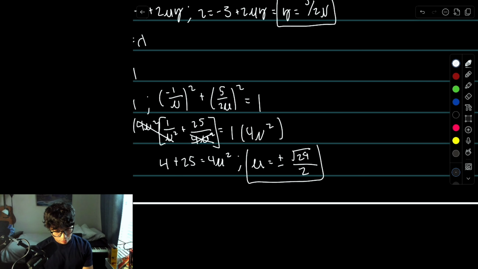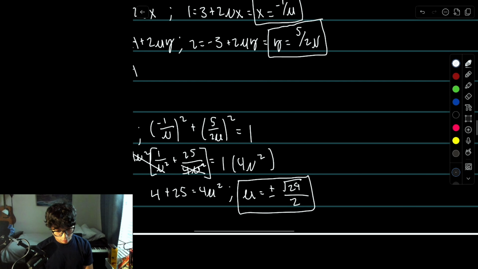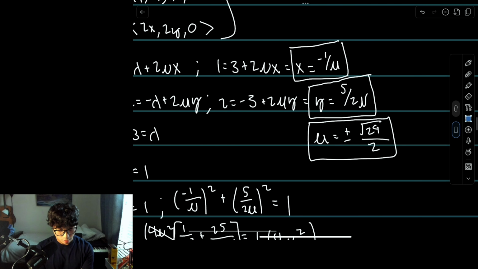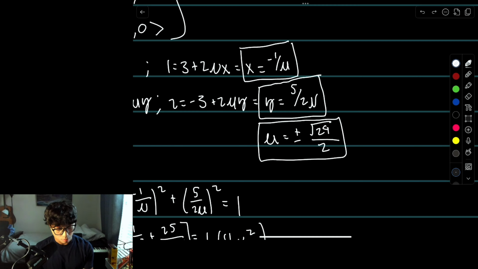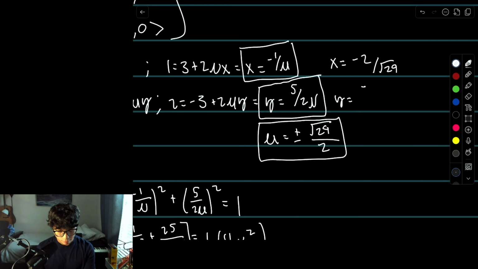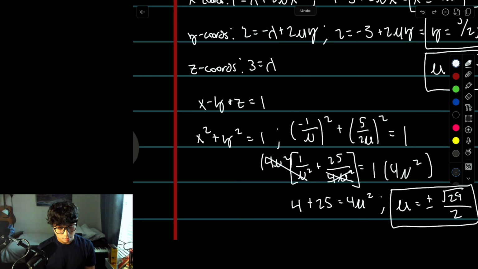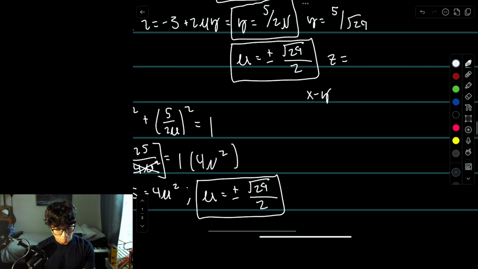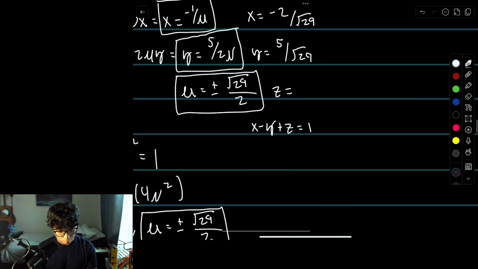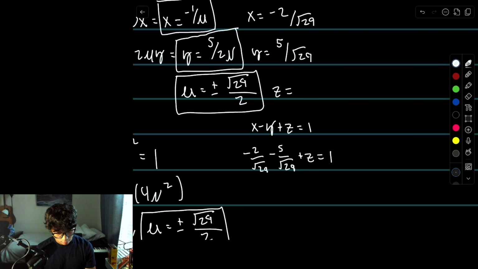And so now that we know μ = ±√29/2, we can plug it into our equations here to solve for x and y. When we do that, we get x = -2/√29, y = 5/√29, and what's missing? Our z, which remember is found in x - y + z = 1. Plugging in for x, -2/√29 - 5/√29 + z = 1, which eventually simplifies into z = 1 + 7/√29.